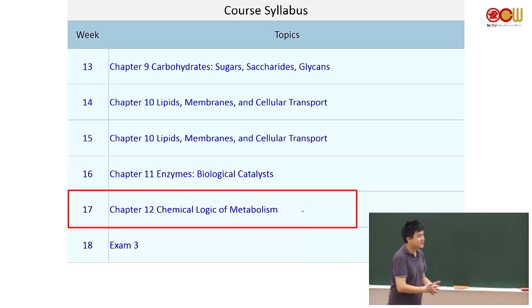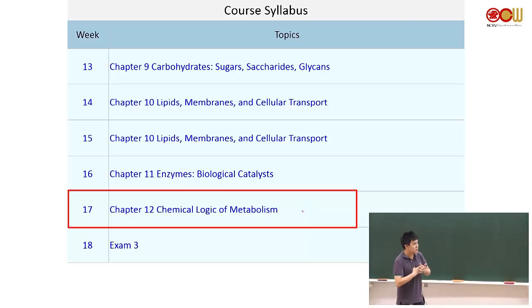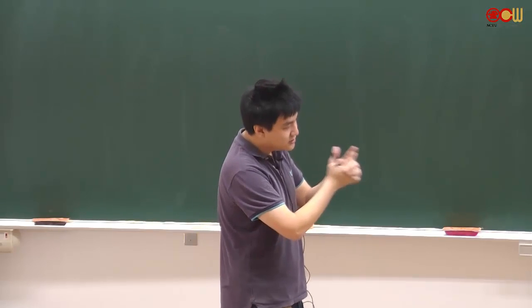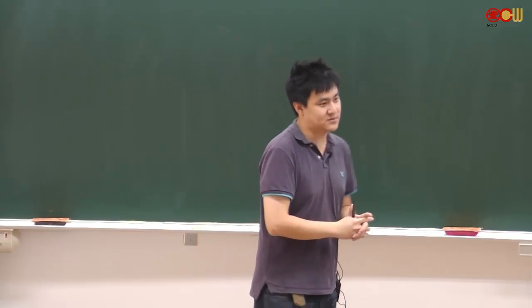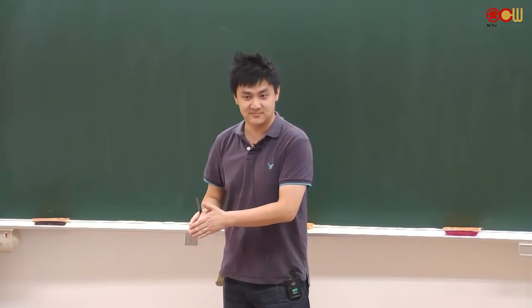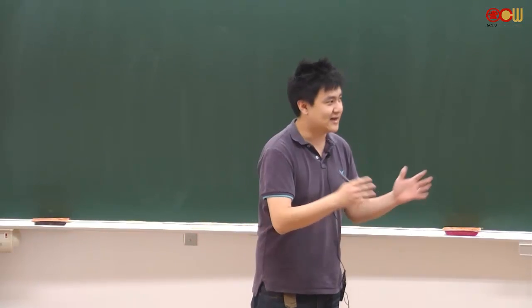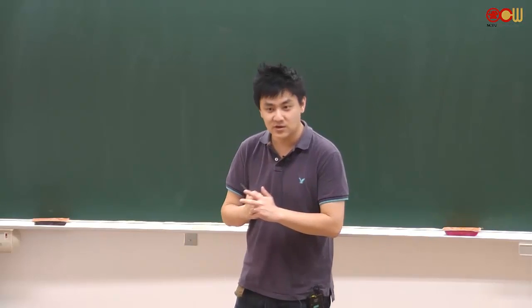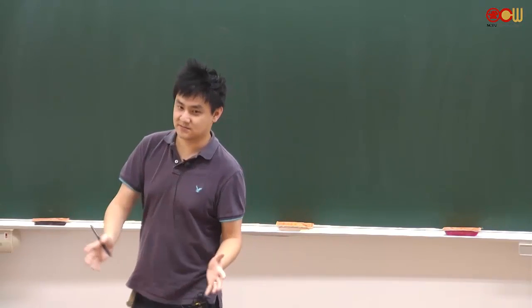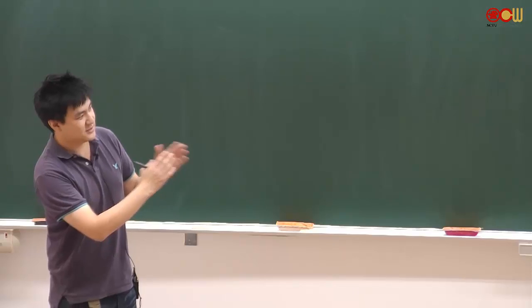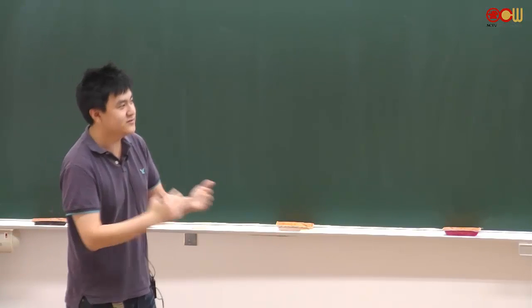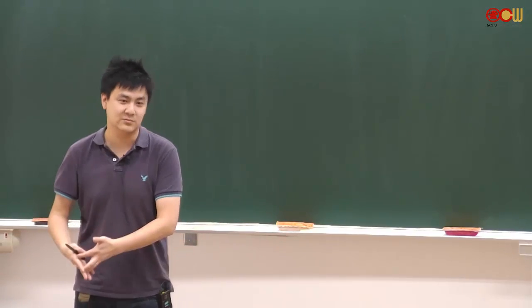And then chapter 12 is a chapter called the chemical logics of metabolism. We're going to talk a little bit about that because metabolism is biochemistry too. This class is Biochem 1, so Biochem 2 is all about metabolism. Chapter 12 is sort of a preview of what you need to know for metabolism.